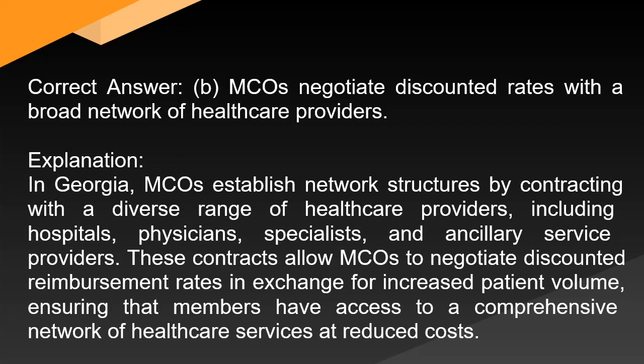Correct answer. B. MCOs negotiate discounted rates with a broad network of healthcare providers. Explanation. In Georgia, MCOs establish network structures by contracting with a diverse range of healthcare providers, including hospitals, physicians, specialists, and ancillary service providers. These contracts allow MCOs to negotiate discounted reimbursement rates in exchange for increased patient volume, ensuring that members have access to a comprehensive network of healthcare services at reduced costs.